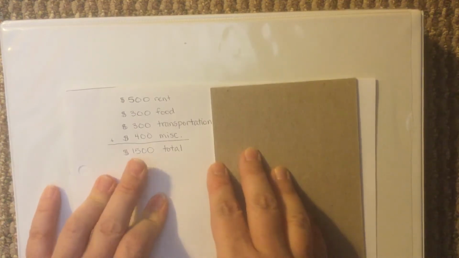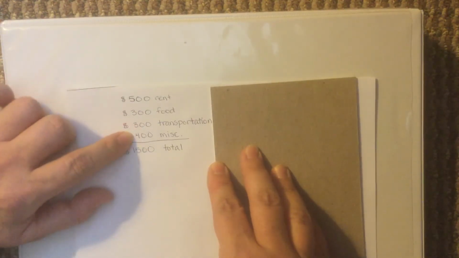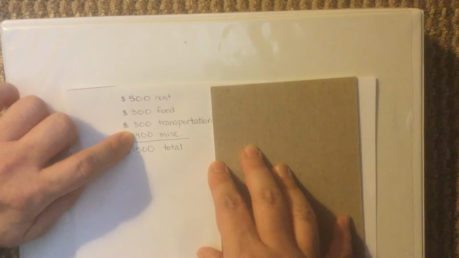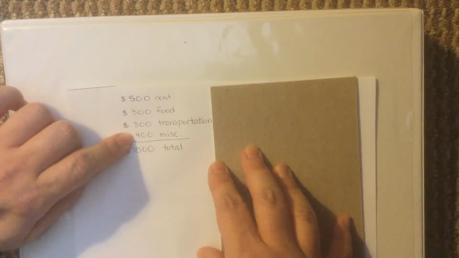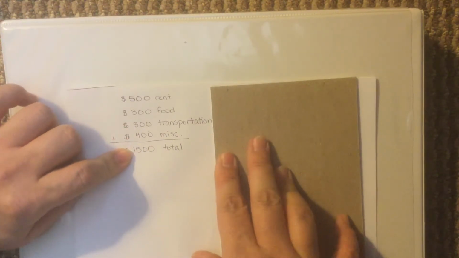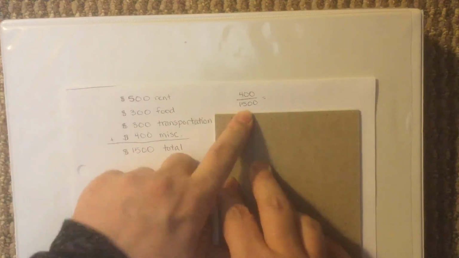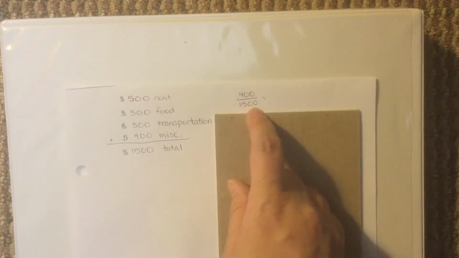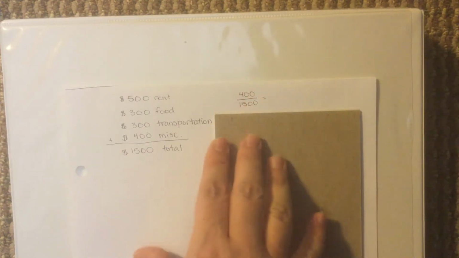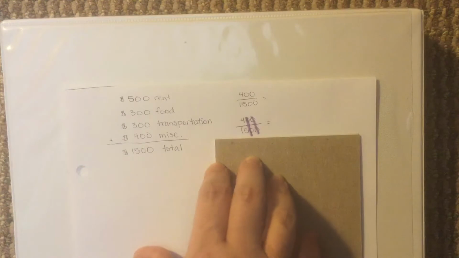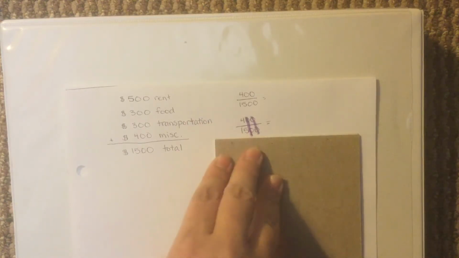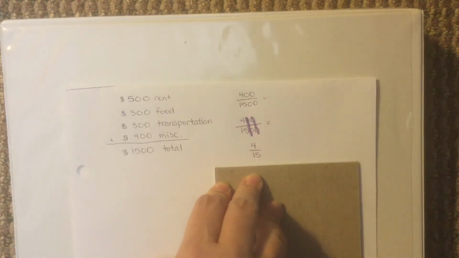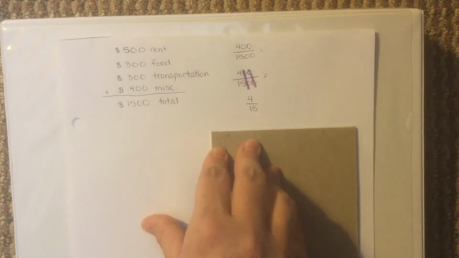Okay, so we've got 1,500 total, and we want to know the sector that miscellaneous is going to be, so we need to make a fraction of 400 over 1,500. So that's what I do over here. Another quick tip is that if I have a 0 in the numerator and a 0 in the denominator, I could cross them out. So we've got 2 on top and on bottom. I could cross those out so that I just have 4 over 15 as my fraction.